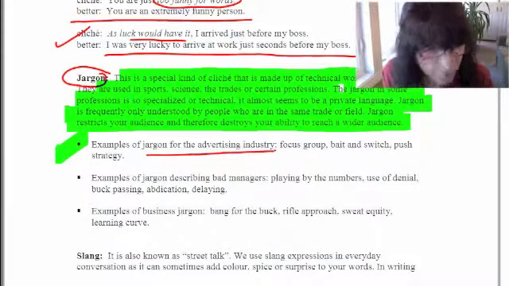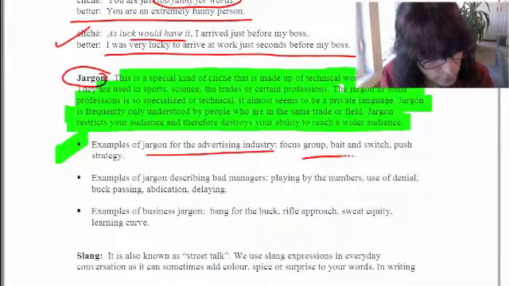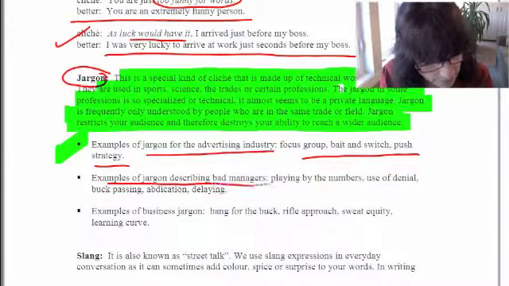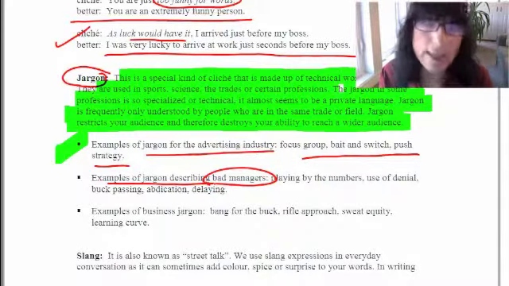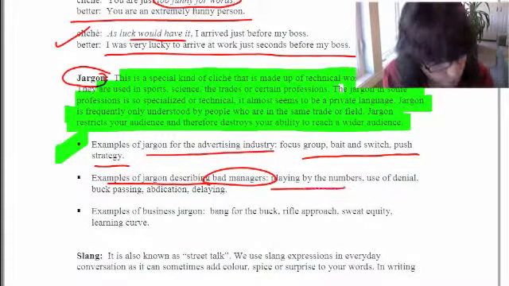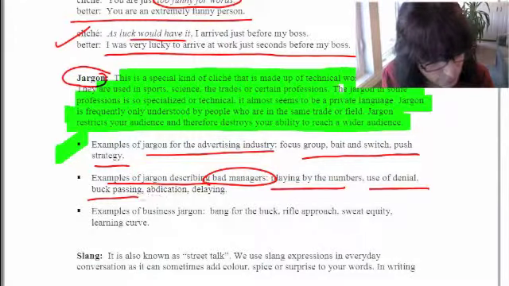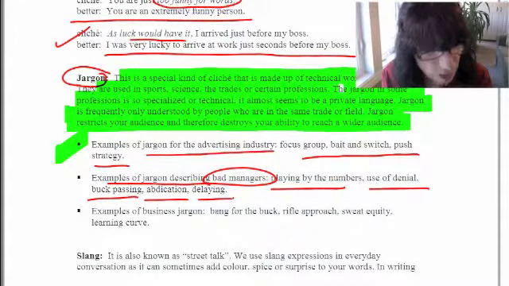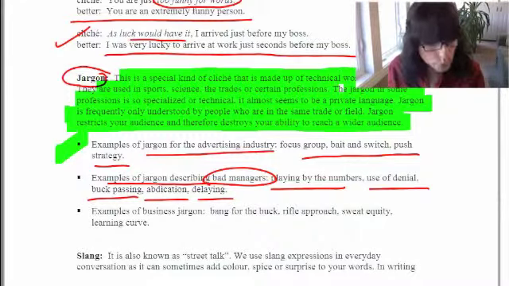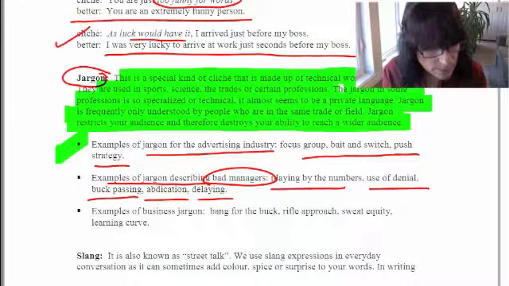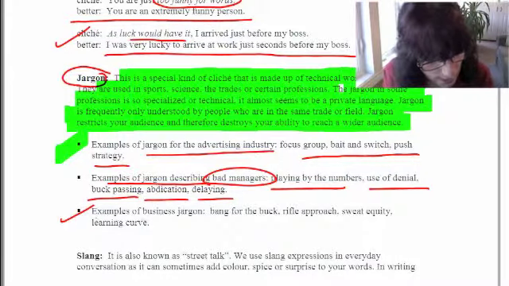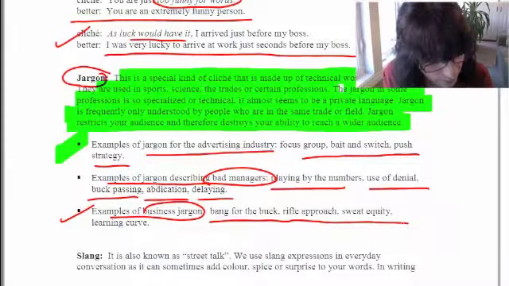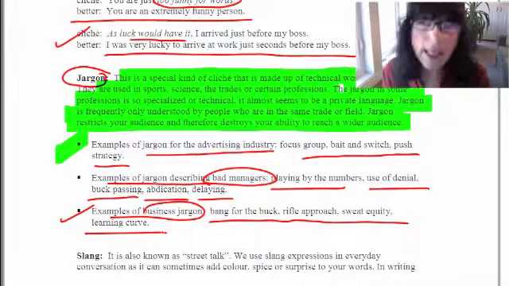Jargon is often used in the advertising industry, and here are some expressions: focus group, bait and switch, push strategy. Other examples of jargon are used to describe managers, bad managers in the business world, such as playing by the numbers, use of denial, buck passing, abdication, and delaying. So if you're not in that field of work, you may not understand what some of these expressions mean in the business world when you're referring to bad managers. And the last one that I've given you are examples of business jargon, such as bang for the buck, rifle approach, sweat equity, and learning curve.